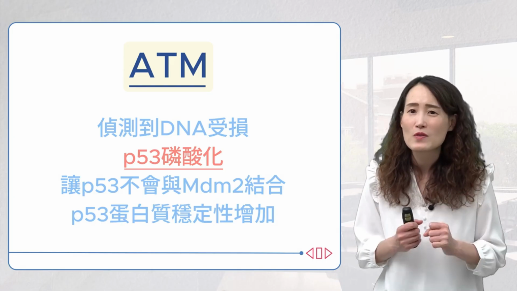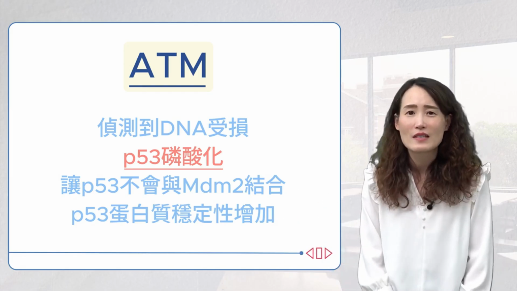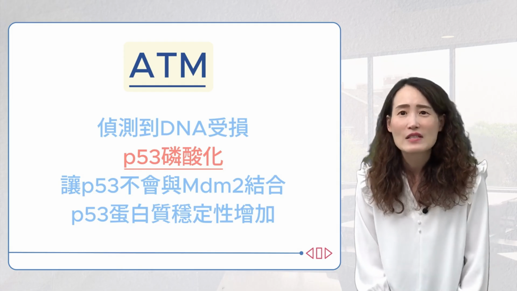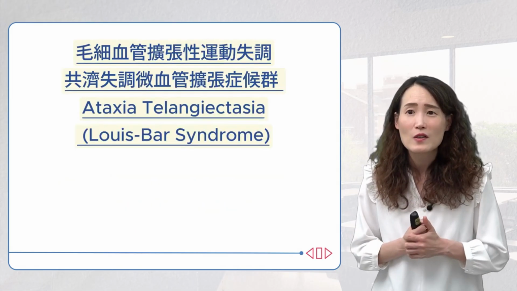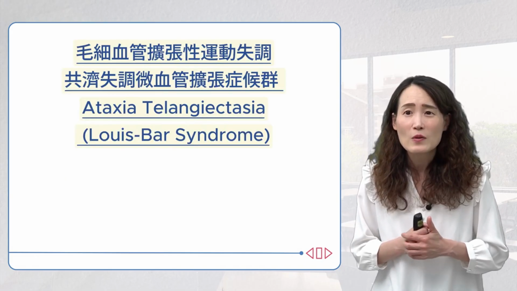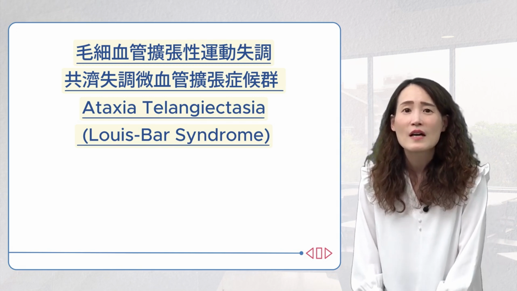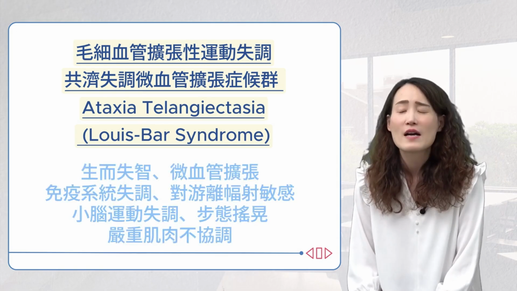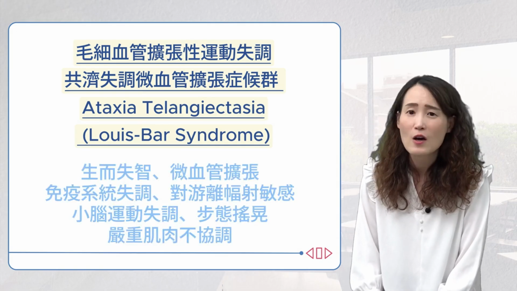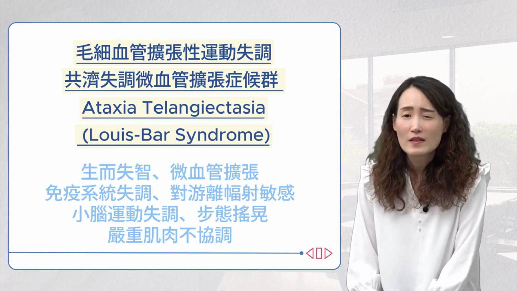Returning to ATM, it is very important. It senses DNA damage and tells P53 to execute cell cycle arrest or nucleic acid repair. If the ATM gene is defective, it leads to a condition known as ataxia telangiectasia. Typically, patients with this condition will experience disability and dementia with microvascular dilation and an impaired immune system, making them more sensitive to ionizing radiation.